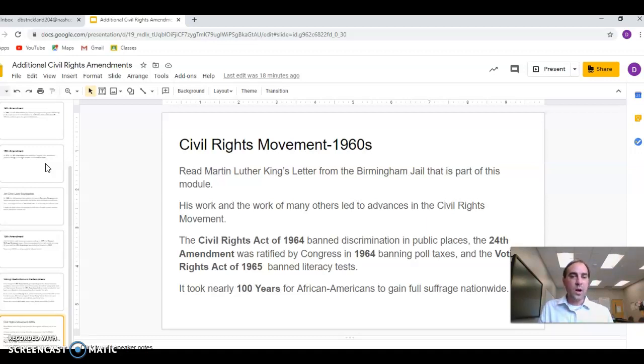So here's what I want you to take in. The African Americans were freed in the mid-1800s. Many of them gained the right to vote in the mid-1800s. However, it took nearly 100 years for that full right of suffrage to be enjoyed by people of color.